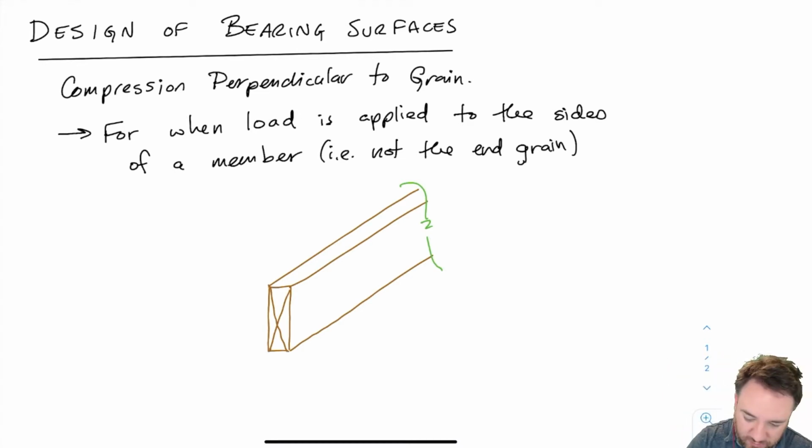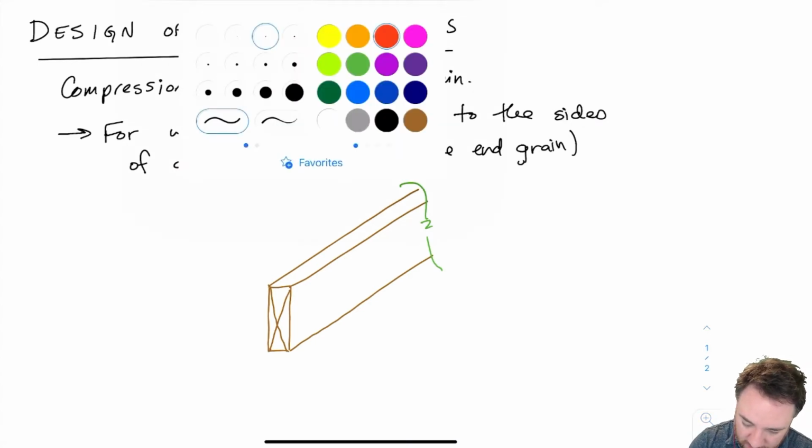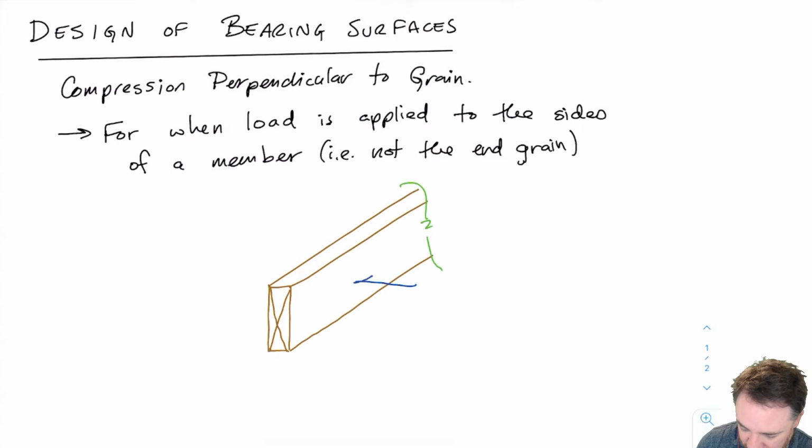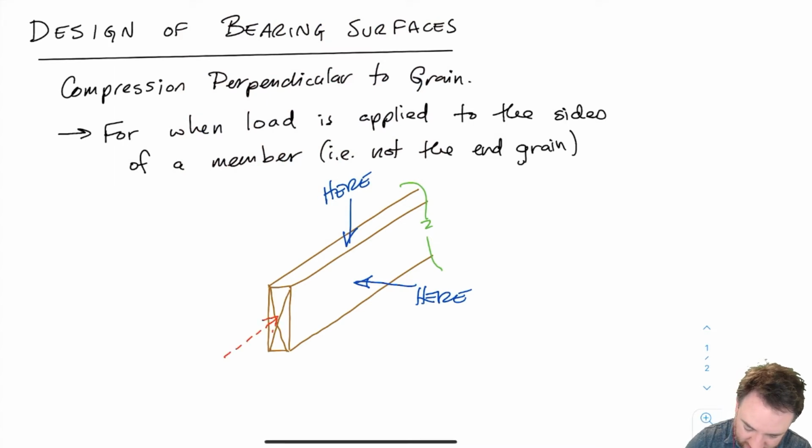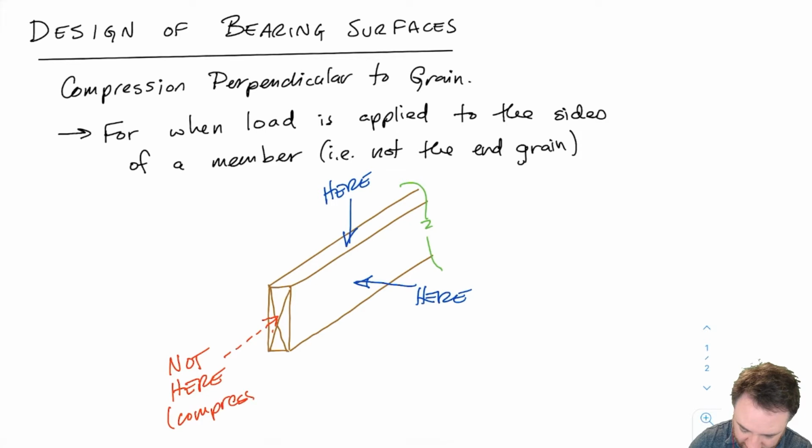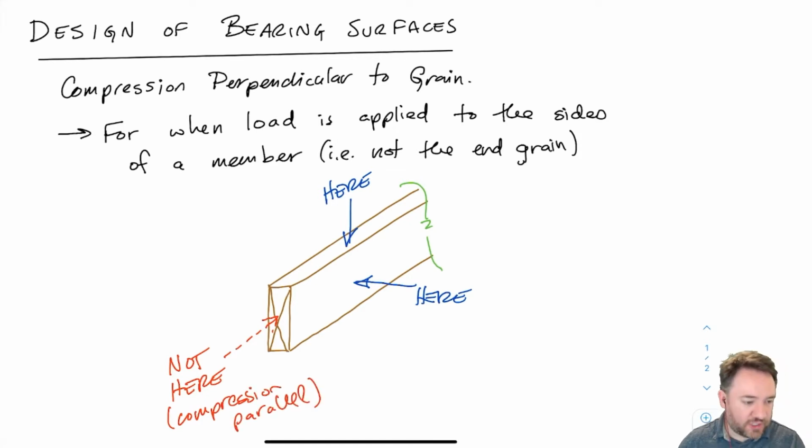So if I'm looking at this piece of wood here, we're talking about the case where we are putting load on this side here, or could be putting load on this side up top here. But we are not talking about the case where we are putting load on the end here, because this is compression parallel to grain, which we already talked about when we talked about design of columns.